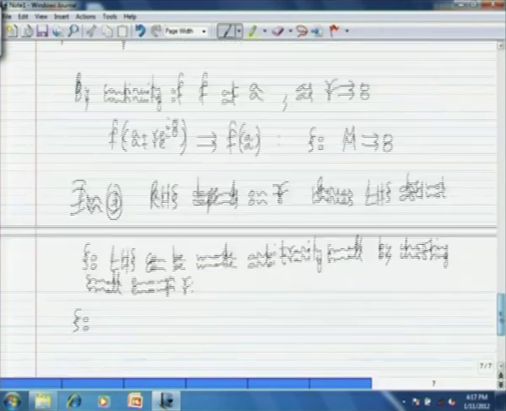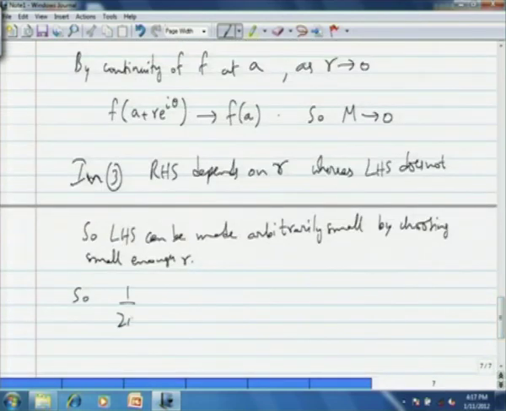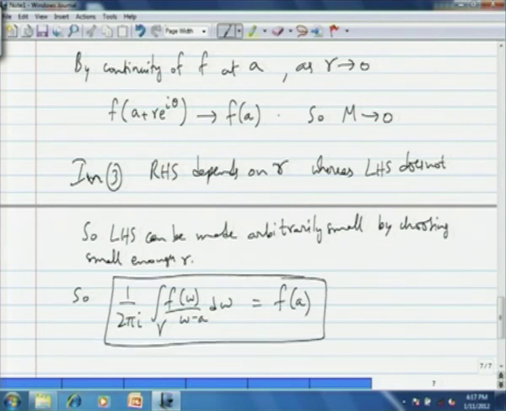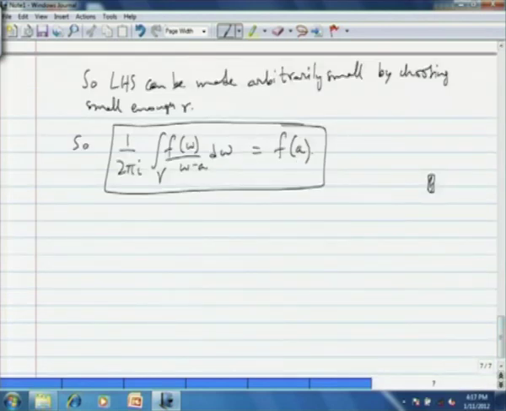So, 1 by 2 pi i times the integral over gamma of f of w by w minus a dw has to equal f of a, which is what we want. So, that is the proof of this theorem. Look at this as follows.